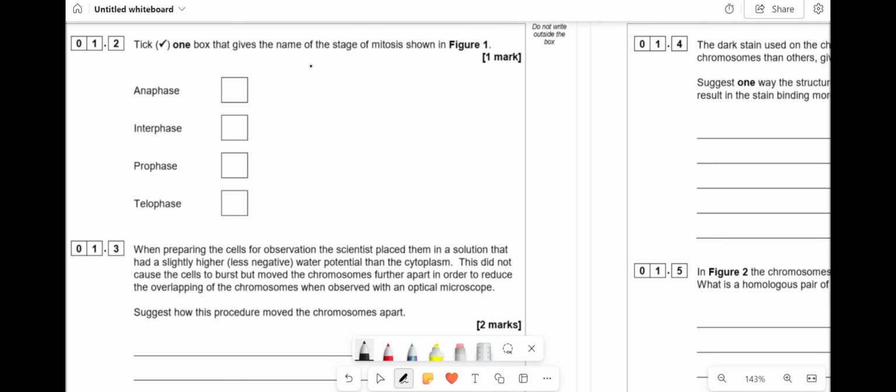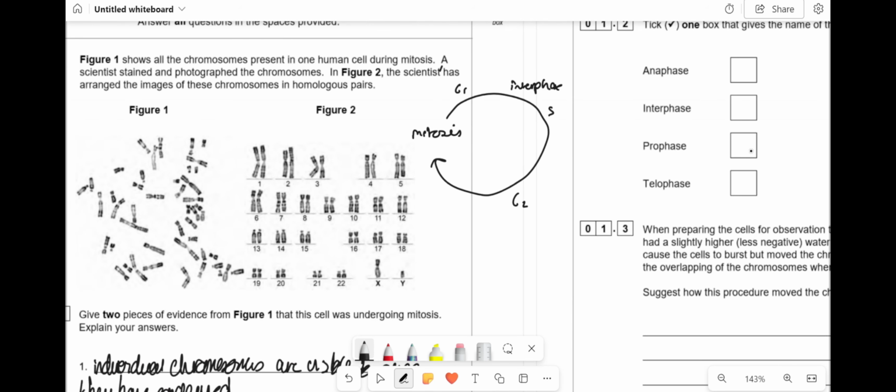So then it says, tick one box that gives you the stage of mitosis shown in figure 1. So if we look at figure 1, what's going on here? They're just condensed, that's all. So it's going to be the start, prophase. They're not lined up in the middle. Metaphase, middle phase. Meta means middle. So they're not lined up at the equator. They're not all lined up in the middle part.